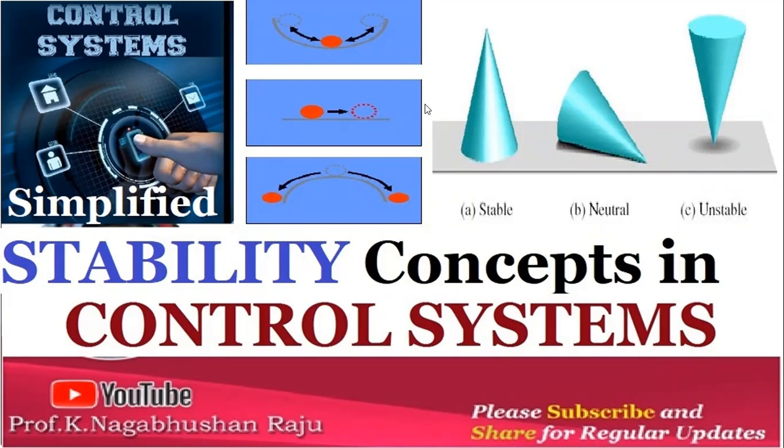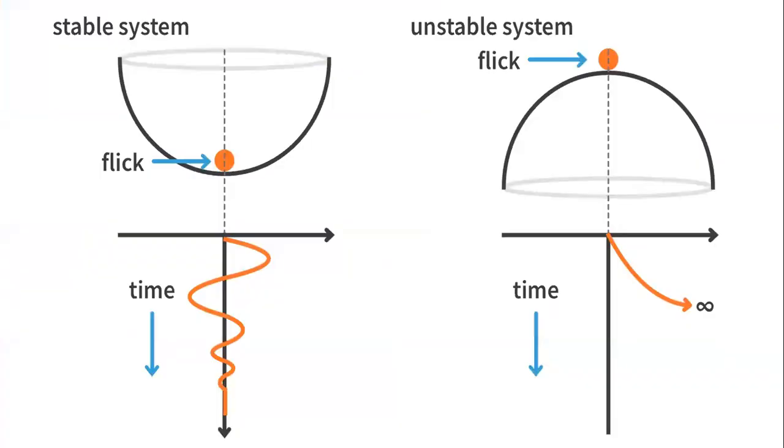Today we'll discuss the concept of stability in control systems. If we start by defining stability, a system whose response diverges without bound from its equilibrium state upon excitation is unstable. Now let's understand this with a classic example to introduce the concept.